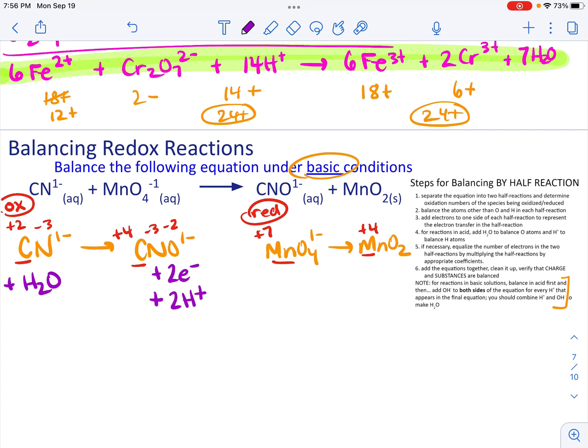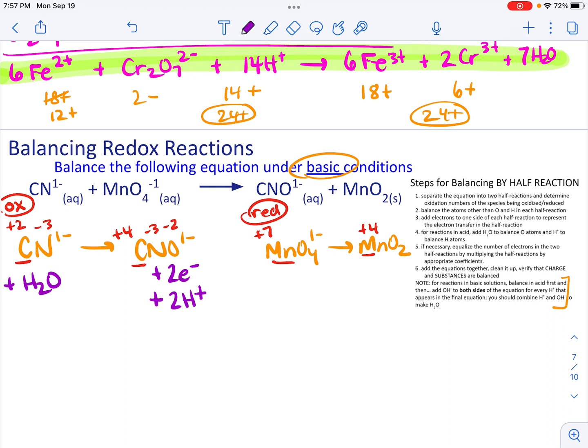And I'm going to check everything. So a carbon, a nitrogen, an oxygen, 2 hydrogens. Total charge on the left is -1. Total charge on the right is -1, -2, and +2. So those cancel, -1 on each side. So basically my charges and my substance are balanced.